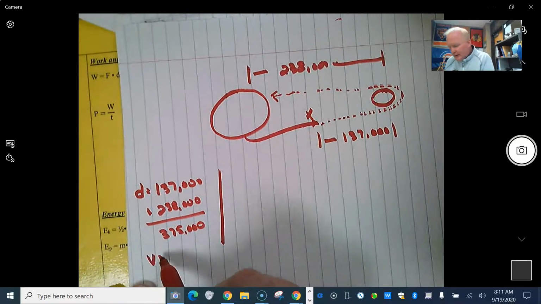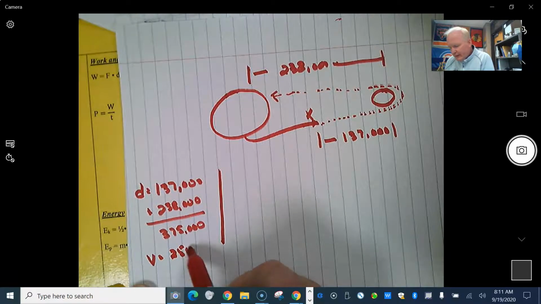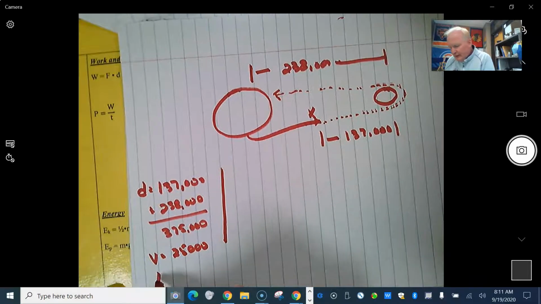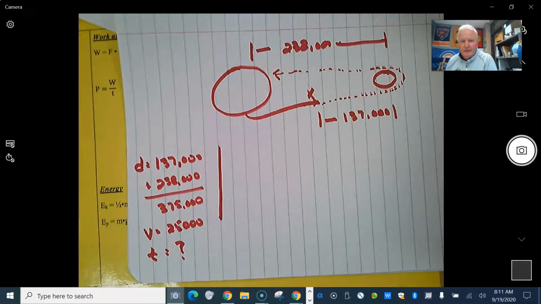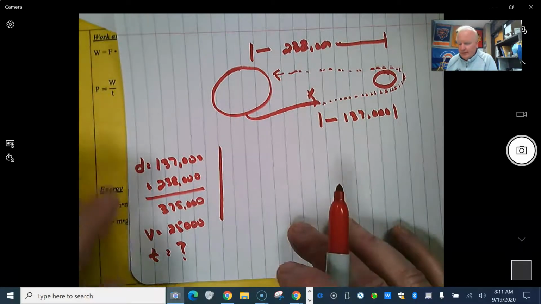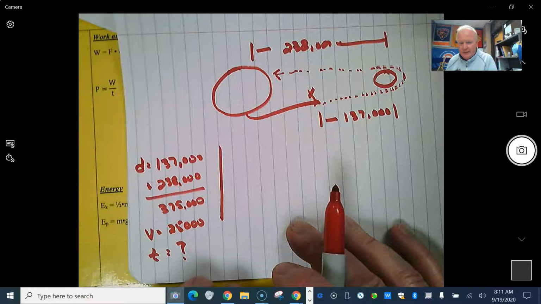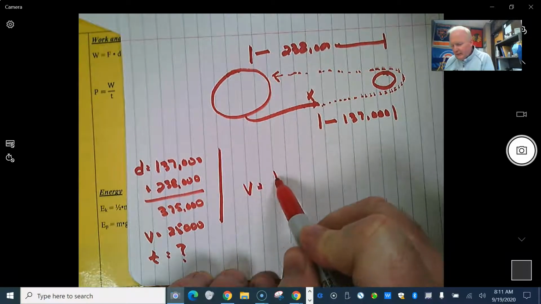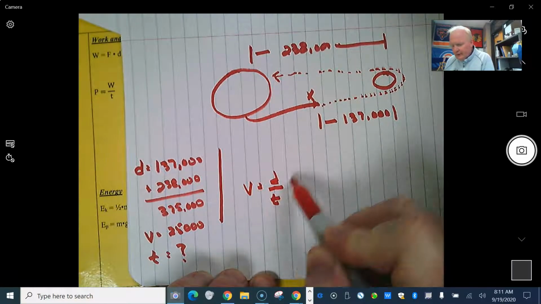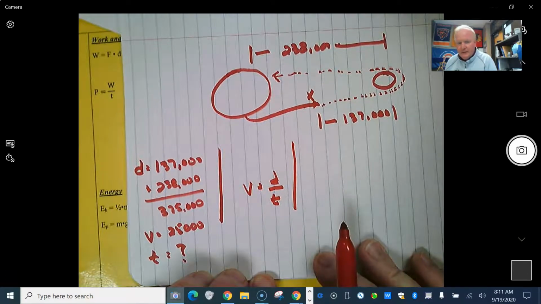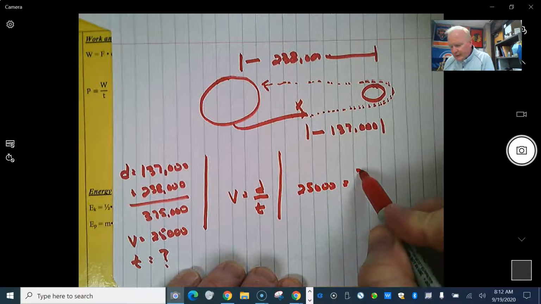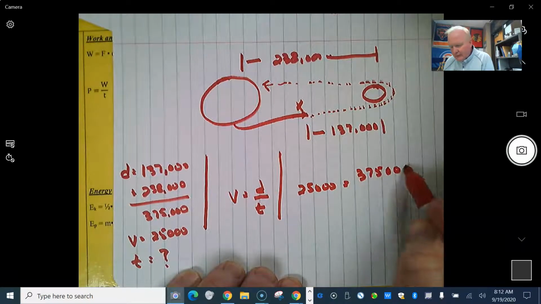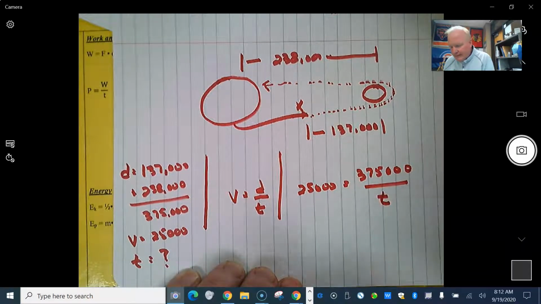They tell us the velocity. The velocity is 25,000 miles per hour. And they ask us to find the time. So now we're back to where we were in our four-column method, because we have D, we have V, and we need T. So we write V equals D over T, and then we can write down 25,000 equals 375,000 divided by T.